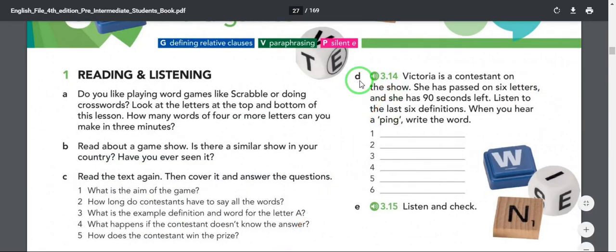D. Victoria is a contestant on the show. She has passed on 6 letters and she has 90 seconds left. Listen to the last 6 definitions. When you hear a ping, write the word.